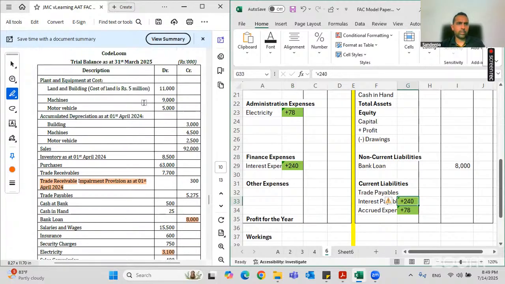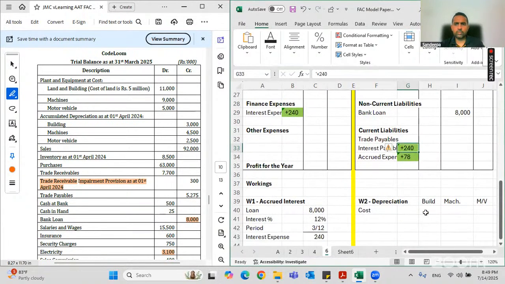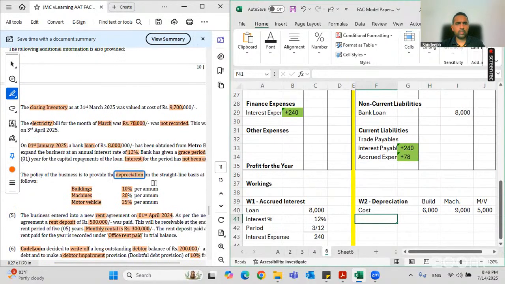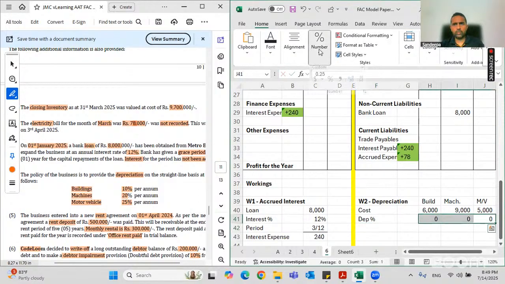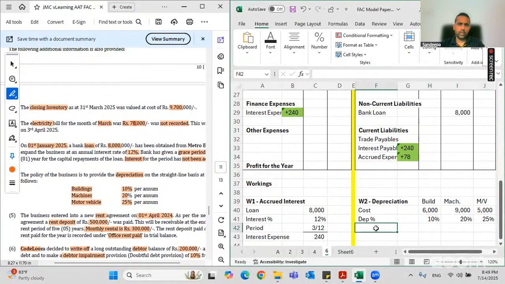Right. Shall we put the cost? Cost of land is 5 million. Then the cost of building is here 6,000. Machines 9,000. Motor vehicle 5,000. Right. Apply the depreciation rate: 10%, 20%, 25%. Right. Then we can calculate the depreciation very easily. For the entire year, you have to calculate. 600.